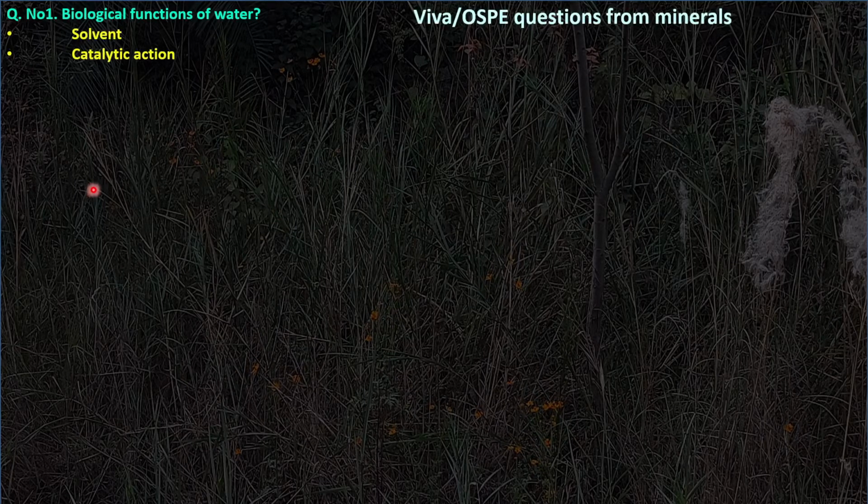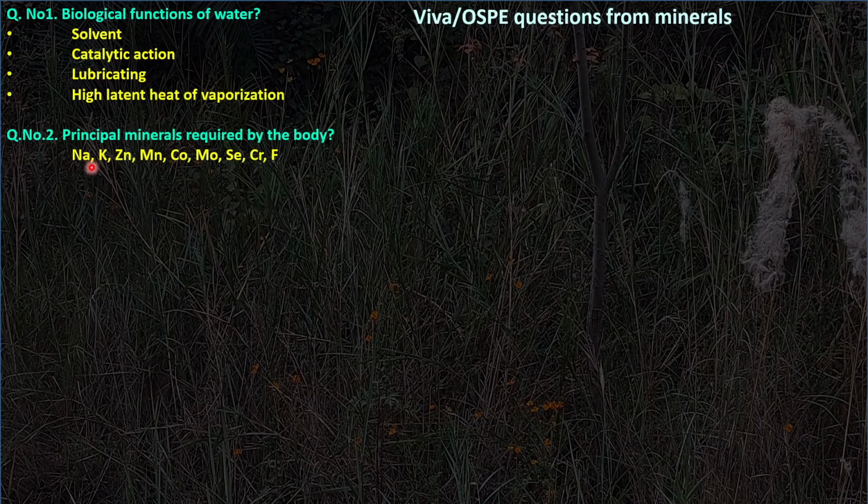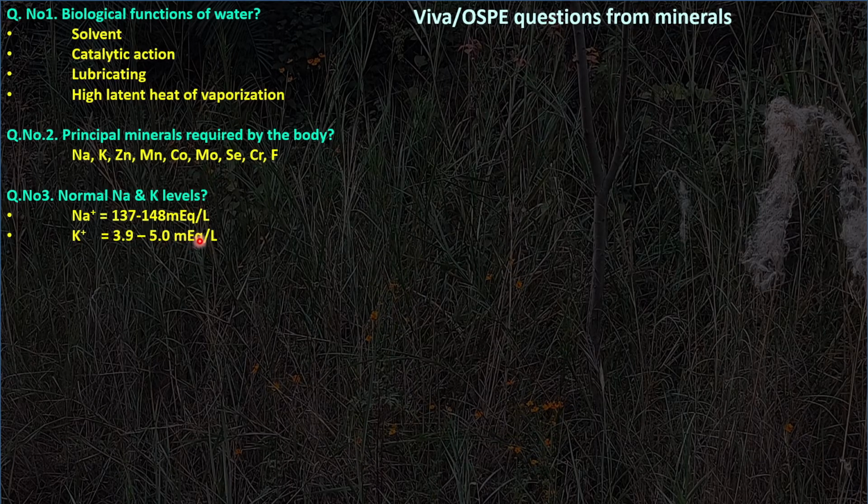A few of the viva or OSPE questions from the mineral portion. What are the biological functions of water? Water functions as a solvent, catalytic function, then lubricating, high latent heat of vaporization. Question number 2: principal minerals required by the body. Principal minerals required by the body are sodium, potassium, zinc, manganese, cobalt, molybdenum, selenium, chromium, and fluorine. The next important question is normal sodium and potassium levels in the human body. Sodium is 137 to 148 milliequivalent per liter, and potassium is 3.9 to 5 milliequivalent per liter.